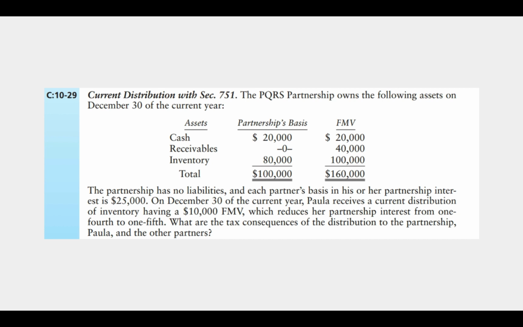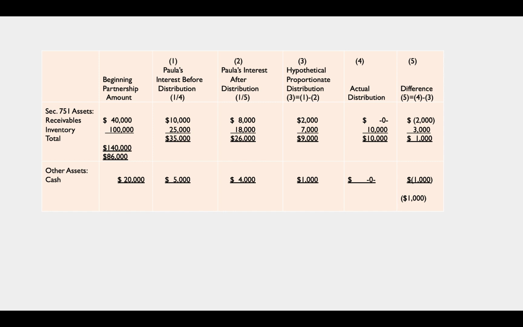Here we obviously know that this is a Section 751 distribution because she only received inventory. She didn't receive any of the cash. And we know we satisfy the 120% rule just by looking, because the basis in those assets is $80,000 and the fair market value is $140,000. All right, so it's going to look like this. The beginning partnership amount is over here. These are the value of the assets. Column 1 is her interest before the distribution when she owned 1/4 of the partnership. Column 2 is her interest when she owns 1/5 of the partnership.